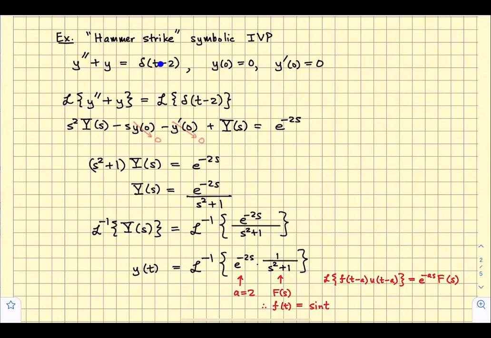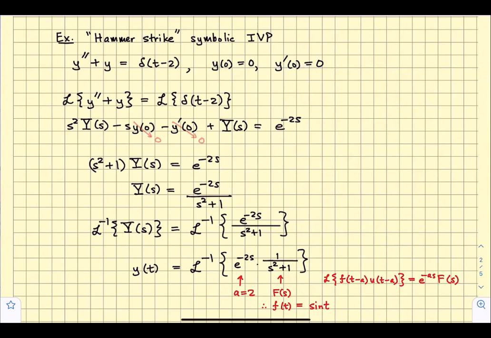And now how hard do we strike it? We strike it enough to result in a unit impulse. If this was a 3 here, then this would be a 3-unit change in momentum. If it was a 22, it would be a 22-unit change in momentum. Right here we have a 1, so it would be a 1-unit change in momentum, and it's going to occur at time 2. And let's go ahead and give initial conditions where the mass was initially at rest. No initial displacement, no initial velocity.